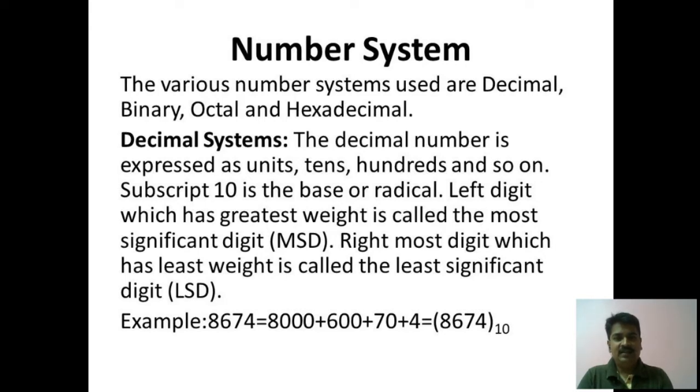The leftmost digit is called the most significant digit, MSD, and the rightmost digit is called the least significant digit, LSD. This is the way we represent the decimal number 8674 within the parenthesis, and the base is 10 here. This is the decimal number system.